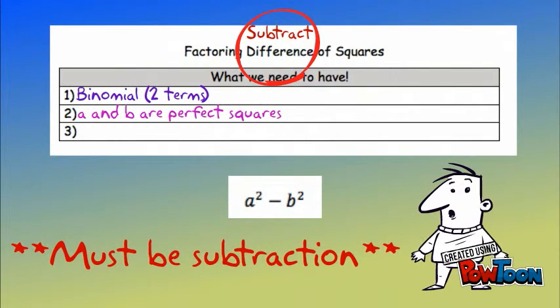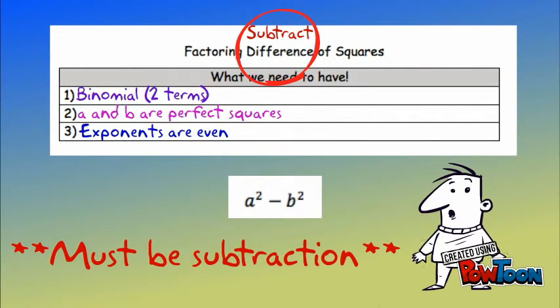The next thing about my expression that I need is a and b are perfect squares. This is why we need to know our perfect squares. We have to make sure that those numbers are perfect squares, or this method of factoring will not work.